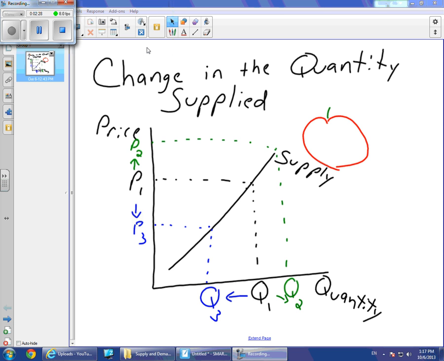So for a change in the quantity supplied, we simply slide along the existing supply line when the price of that item changes.